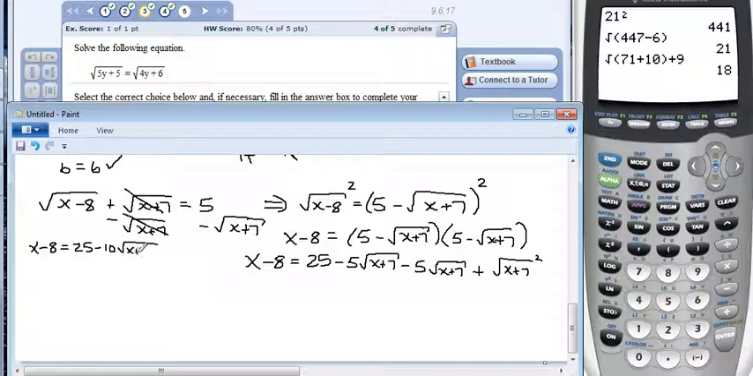I'm going to have to erase some stuff here. And then I've got x plus 7. Square root of a square. See how these are matching? This comes out. All right.